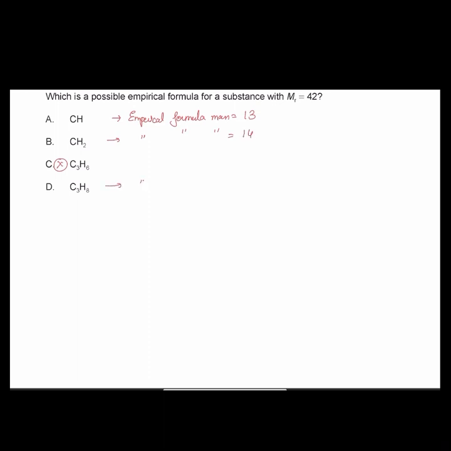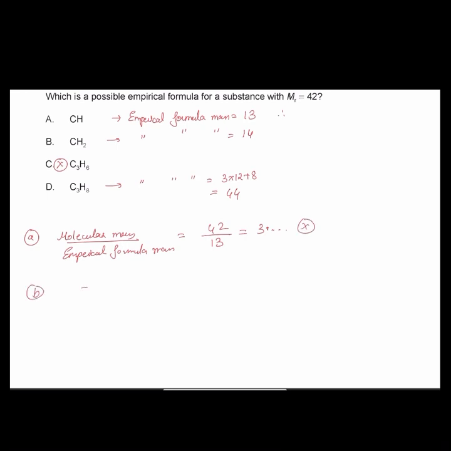We don't need to check for this. The last one will be C3H8, right? So it's 3 times 12 plus 8. So that is 44. 36 plus 8 is 44. Now we have to find the molecular mass divided by the empirical formula mass. For option A, Mr by empirical formula mass, it will be 42 by 13. 42 by 13 will not be equal to a whole number. It will be 3 point something, some decimal number. So A is definitely not the answer.